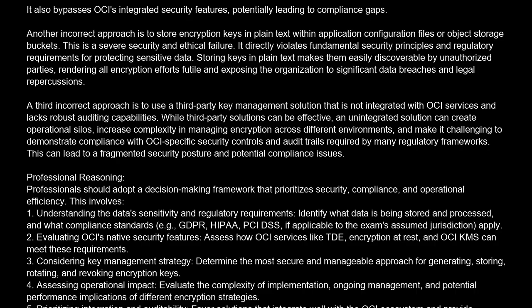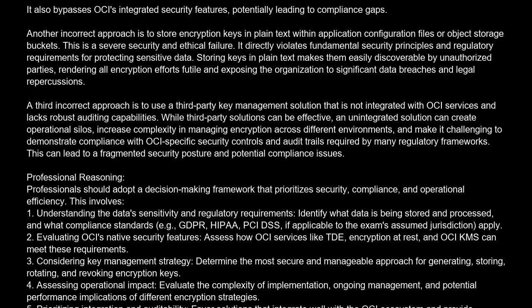A third incorrect approach is to use a third-party key management solution that is not integrated with OCI services and lacks robust auditing capabilities. While third-party solutions can be effective, an unintegrated solution can create operational silos, increase complexity in managing encryption across different environments, and make it challenging to demonstrate compliance with OCI-specific security controls and audit trails required by many regulatory frameworks. This can lead to a fragmented security posture and potential compliance issues.